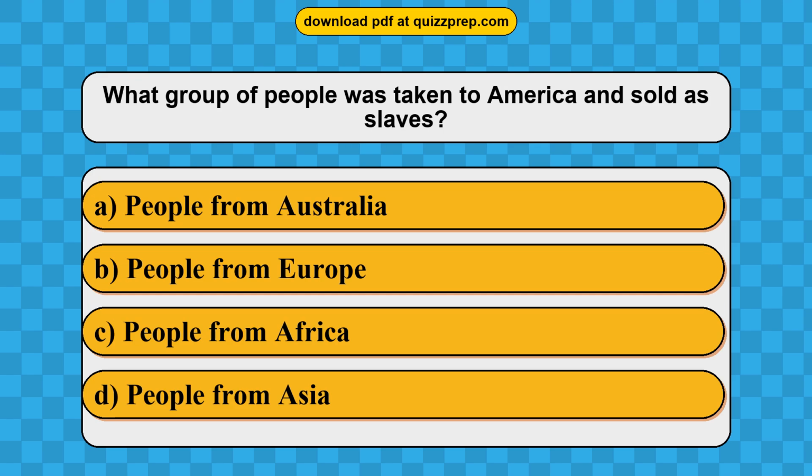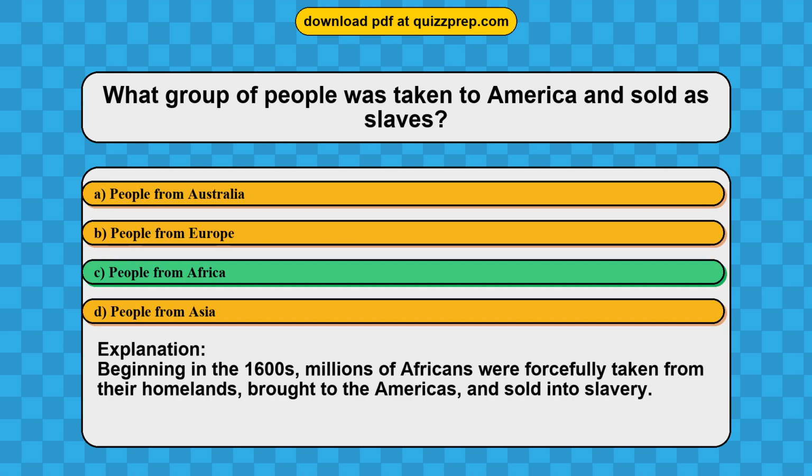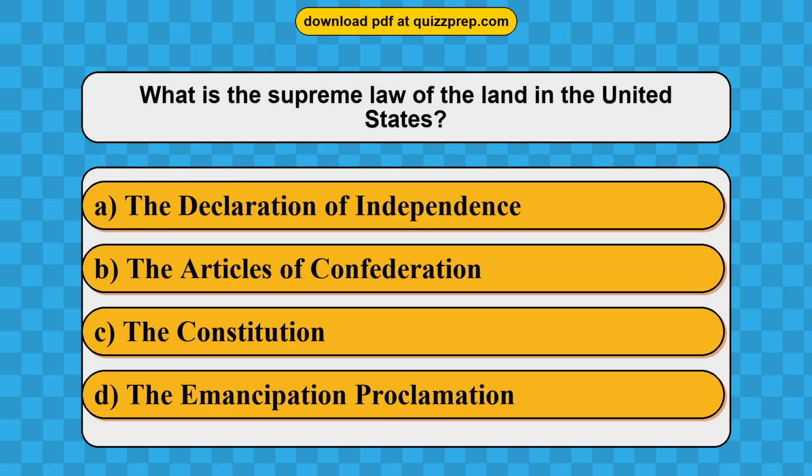Question 57. What group of people was taken to America and sold as slaves? Option A. People from Australia. Option B. People from Europe. Option C. People from Africa. Option D. People from Asia. The correct answer is option C. People from Africa. Beginning in the 1600s, millions of Africans were forcefully taken from their homelands, brought to the Americas, and sold into slavery.